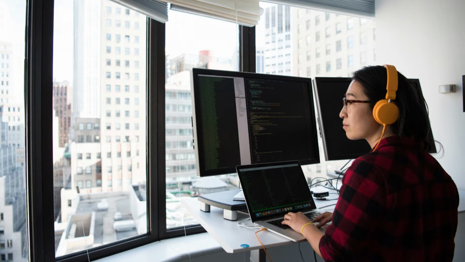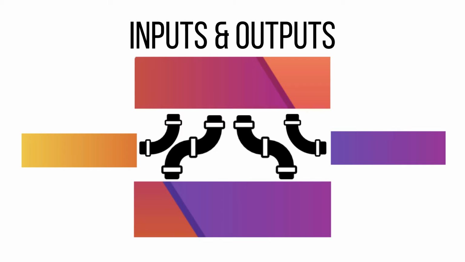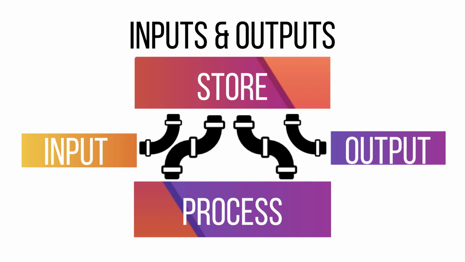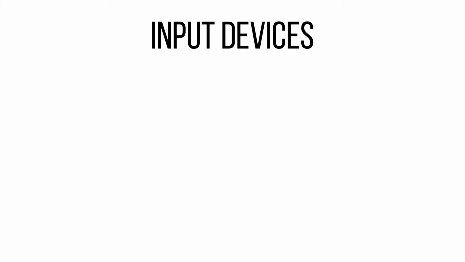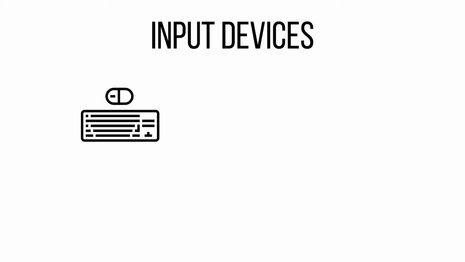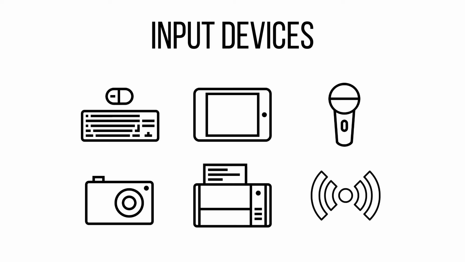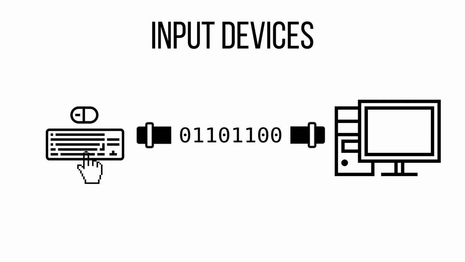So let's talk about inputs and outputs. All computers do these four things: input information, store information, process information, and then output information. These steps are done by different parts of the computer. Inputs are part of the physical world that give information to your computer. So your keyboards, touch screens, microphones, cameras, scanners, sensors, and so on. These input devices convert physical input into binary information for your computer to understand.